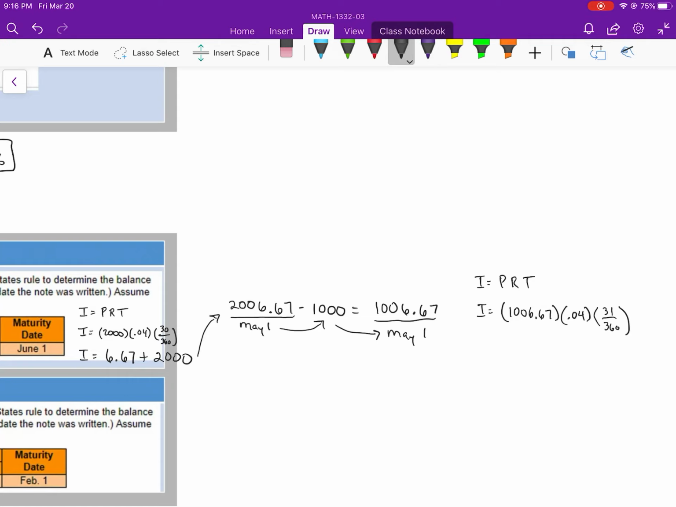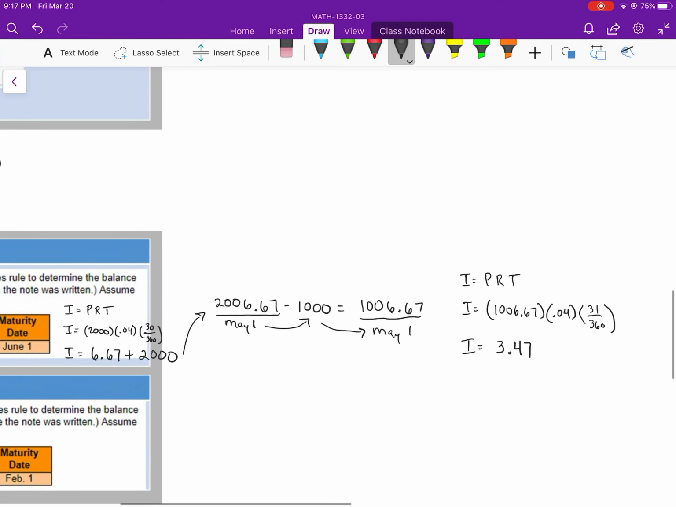Going back to my calculator, I'm going to do 31 divided by 360 to get that decimal first, and I'm going to do that times 0.04 times $1,006.67. And let's see, we get an interest of, and I'm going to round this to the nearest penny, $3.47.